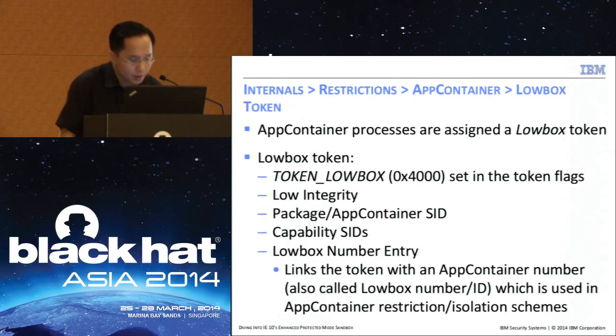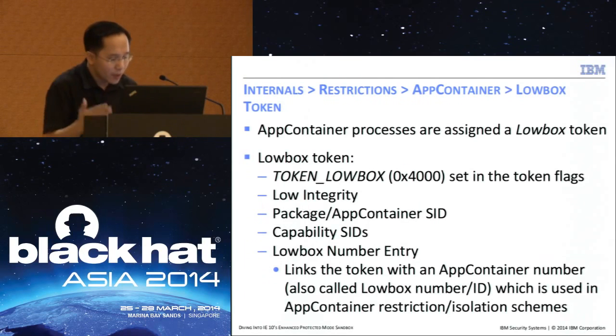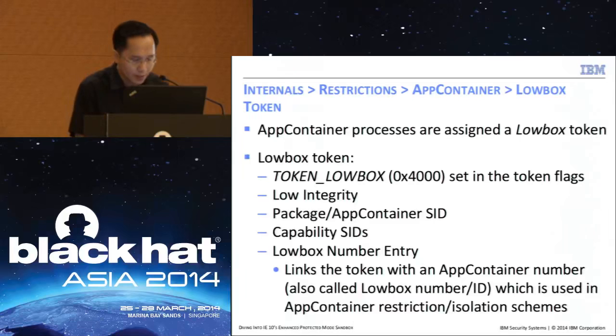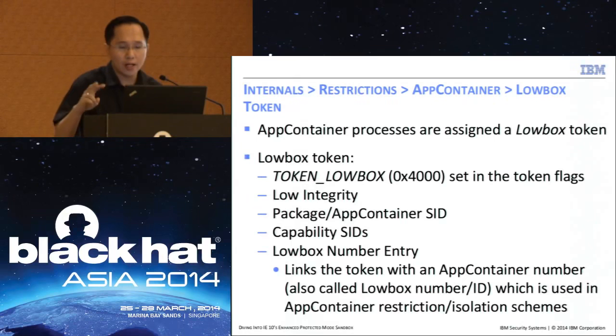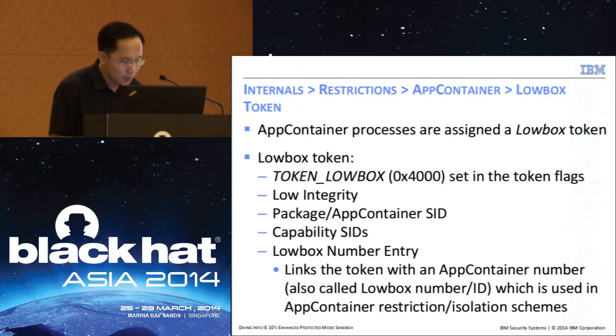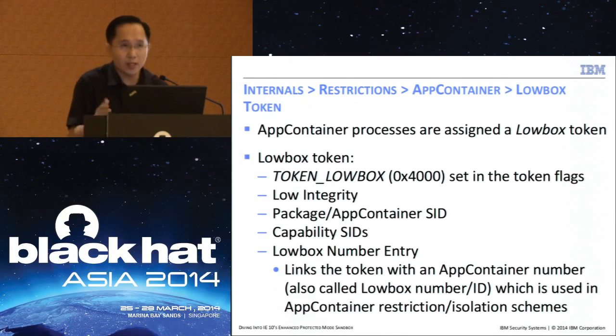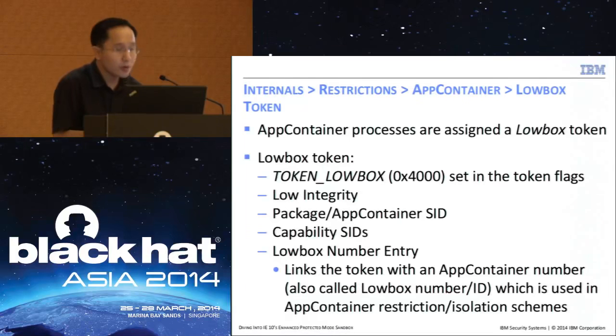Under the hood, in the kernel, the token structure had been modified to support app containers. App container processes are assigned what is called a lowbox token. A lowbox token has the token lowbox flag set and the integrity level set to low. The app container where the process runs in and the capabilities assigned are also set in the lowbox token.